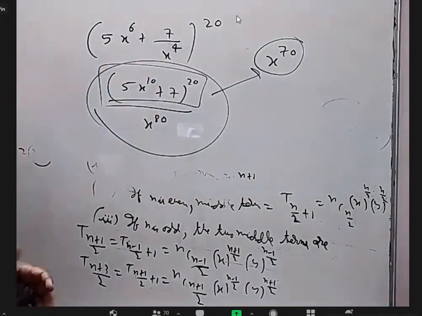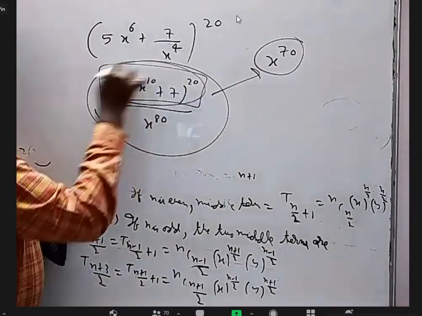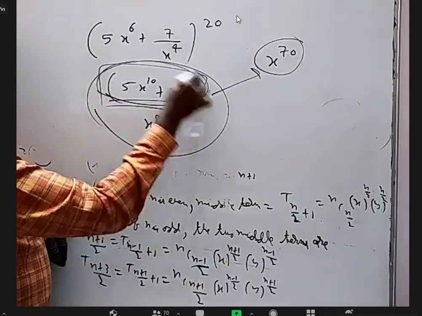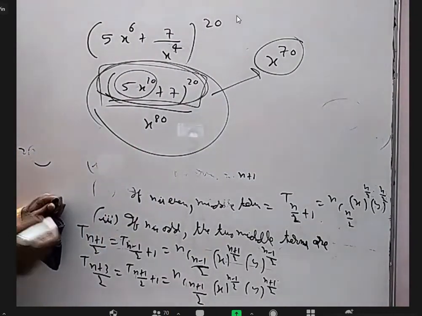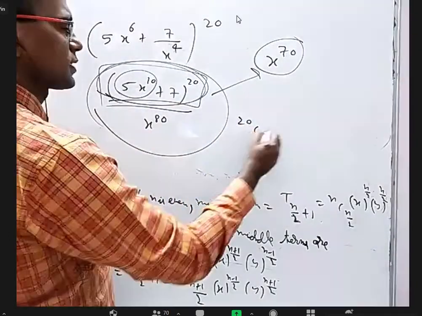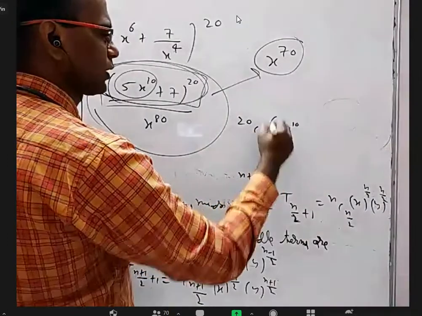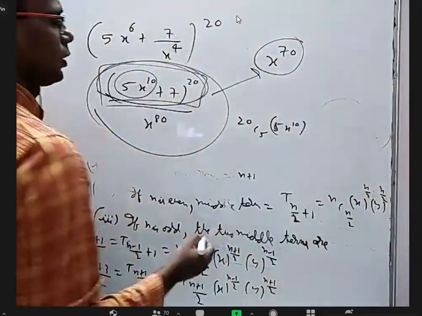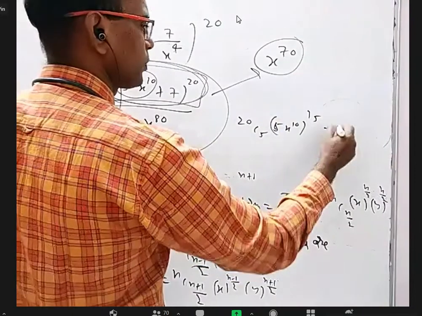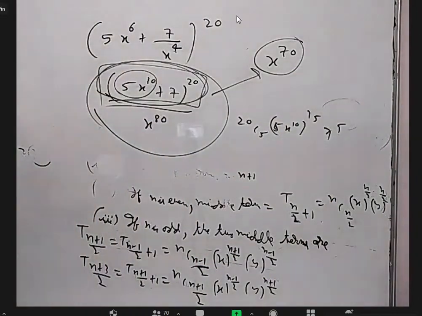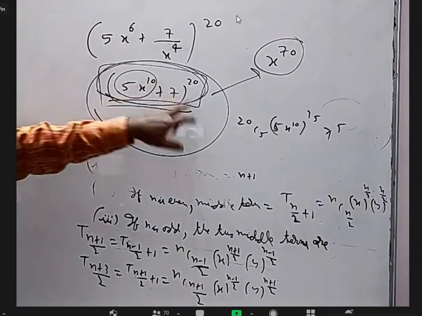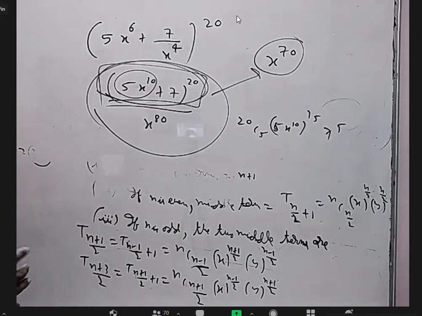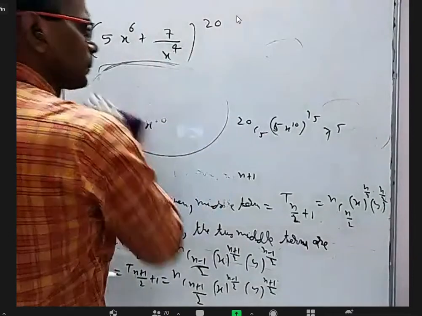When the numerator has x power 150, after dividing with this, you get x power 70. So now I want the x power 150 coefficient in this. If I want x power 150, what should be the power of this? 15. So directly I can say 20C5, (5x power 10) whole power 15 and 7 power 5. Done. I don't need any formula, right? So whenever you have x to the n here, better take the LCM and you can manage like that. That is one method.